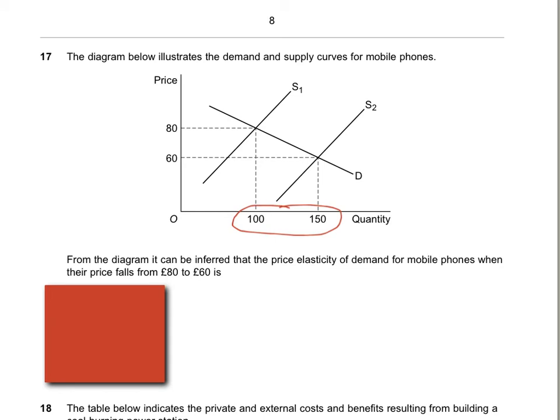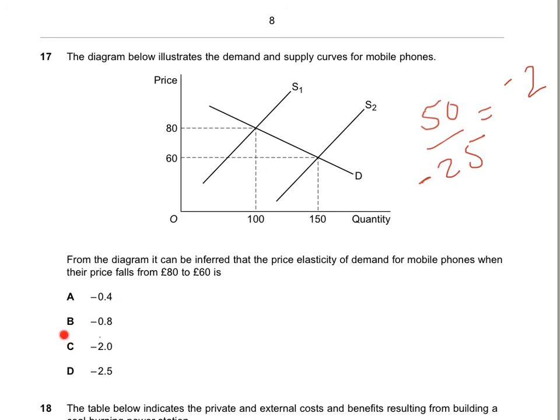Percentage change in quantity is going to be starting at 100, increasing to 150, so there's a difference there of 50 over an original of 100. This time it's positive, so when we change it into a percentage, we've got a 50% increase in quantity as a response. So popping the numbers into my final formula, I've got 50 divided by negative 25, which should give me negative 2 as a response. So therefore the answer is C.